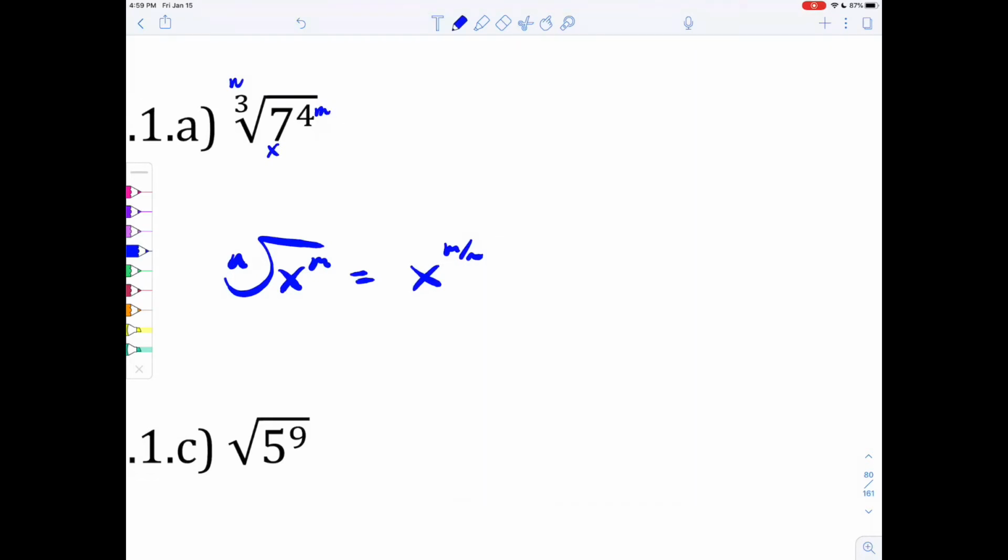So when we express that in exponential form, our radicand gives us the base. So we've got 7. M is 4. And n is 3. So again, noting that the index becomes the denominator, and this exponent goes to the numerator.